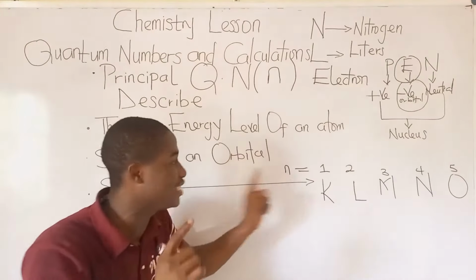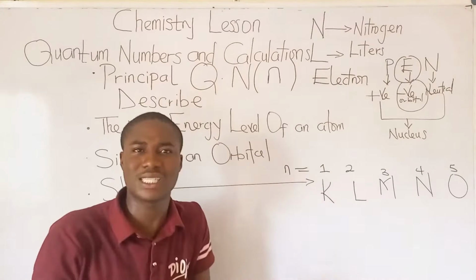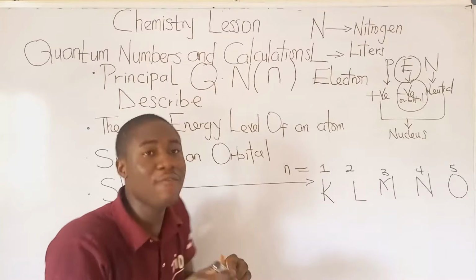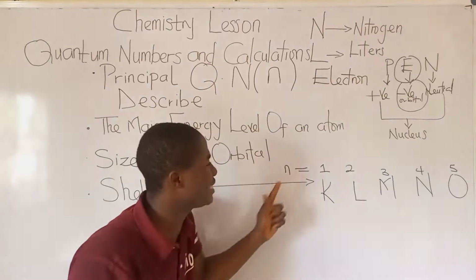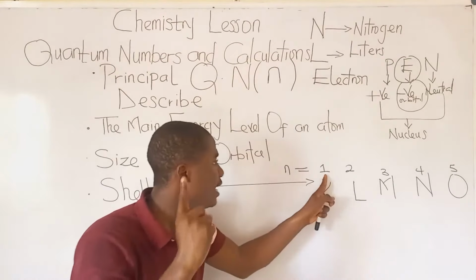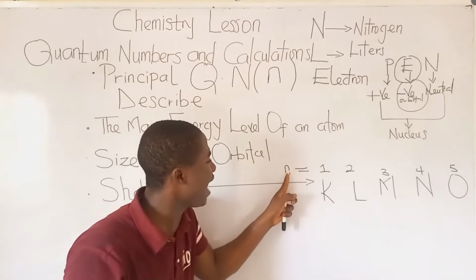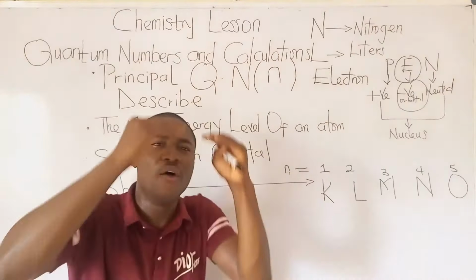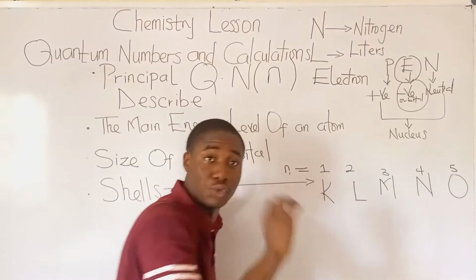All these numbers are allocated to the shells based on the n value, and they are going to be very helpful in the course of this class, so you have to take note of these concepts. If you're asked, what is the value of n for the K shell? It is 1, because n is the number that gives us the values for these shells.